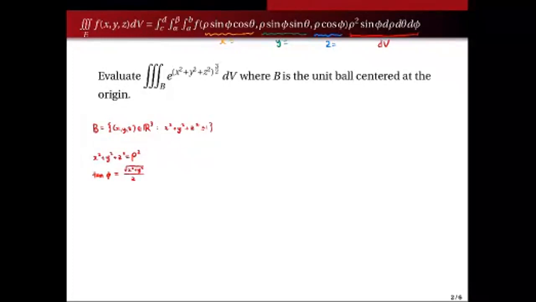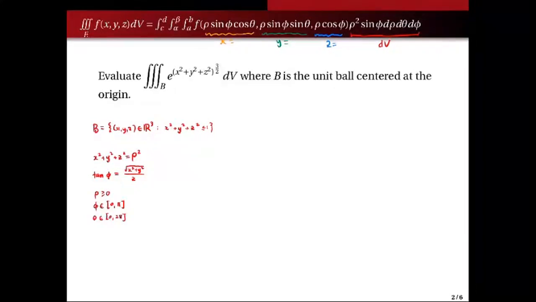Take note that, of course, your rho must be greater than or equal to 0. Your phi will be from 0 up to pi. And then the theta will be from 0 up to 2 pi. These are the possible ranges. Your phi will run from 0 to pi, that's the maximum, and your theta will run from 0 to 2 pi, that's the maximum range.